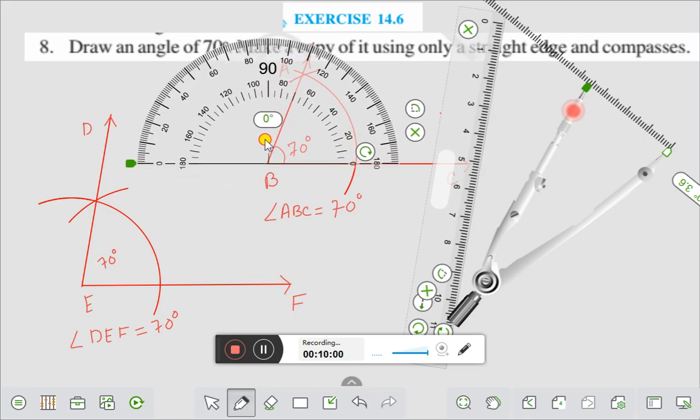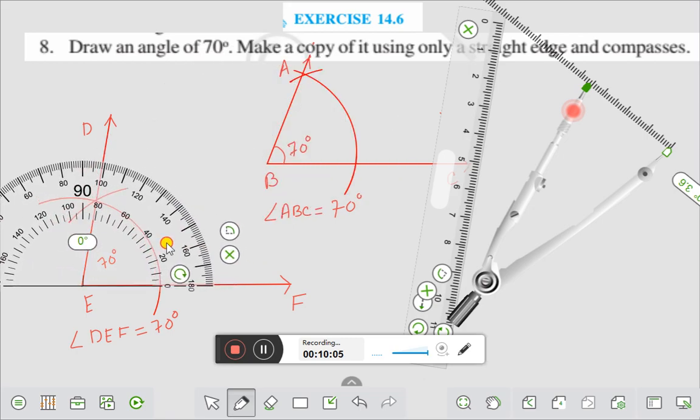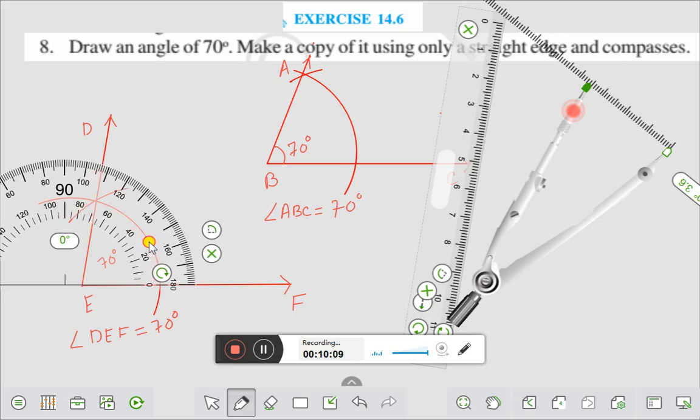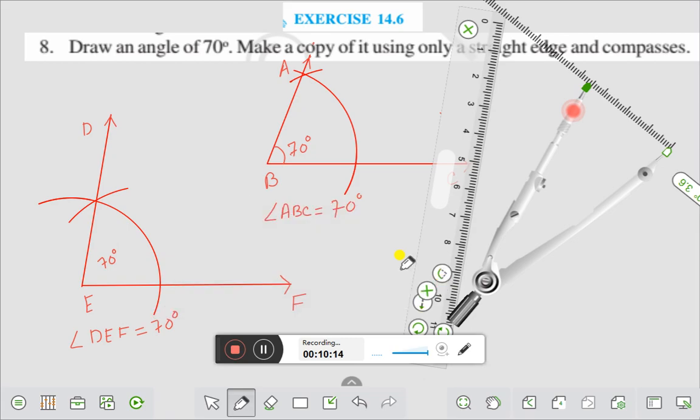This is exactly 70 degree, right? And this is also 70 degree, right? If you put the protractor properly, it is also 70 degree. Therefore, we find that this is an exact copy of it, right? Therefore, make a copy of it using only straight edge and compass. With the help of ruler and compass, we make this 70 degree. Here, the angle is 70 degree, that is copy of this angle, right?